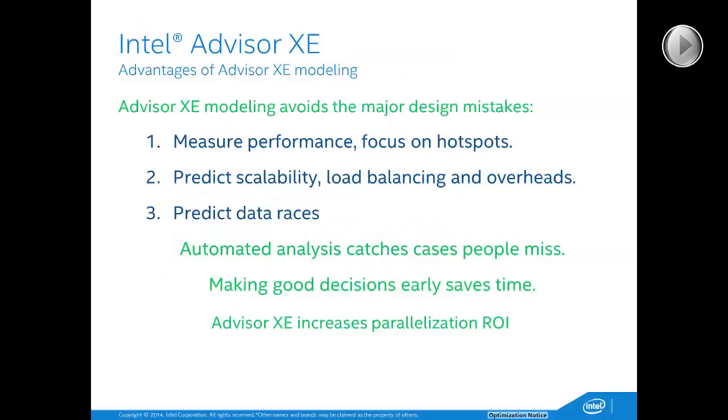We can also, by modeling, help you avoid some of the major mistakes. We will help you measure performance and make sure that you're focusing in on hotspots. As we all know from Amdahl's law, if it isn't expensive, it isn't going to do us very much good to parallelize it. We can help you predict how well things will scale. We'll help you predict what kind of benefits you're going to be able to get from running your parallelized code.